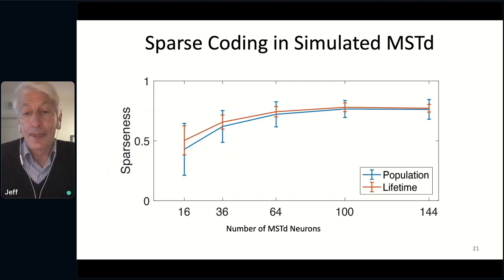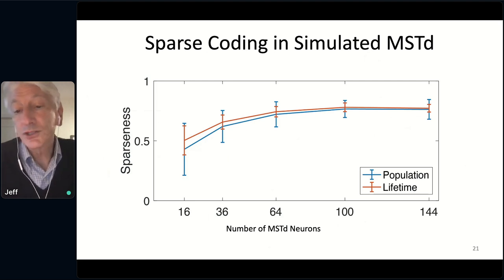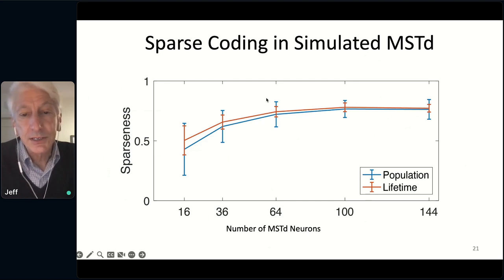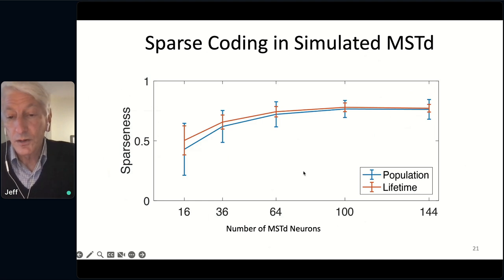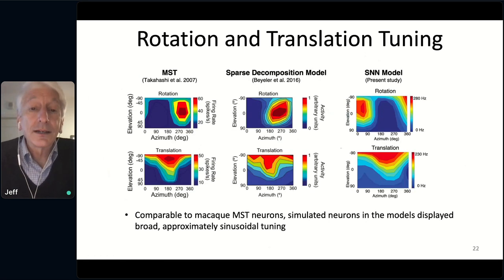So we looked at the population: how sparse was the population? It becomes sparser if you have more basis vectors, but it seems like 64 is a nice sweet spot. And how often does a neuron fire during its lifetime? That's another way of measuring sparsity, and that was also a sparse code. So it shows nice sparse coding. Does it actually look like a real MST? Well, it turns out it does.